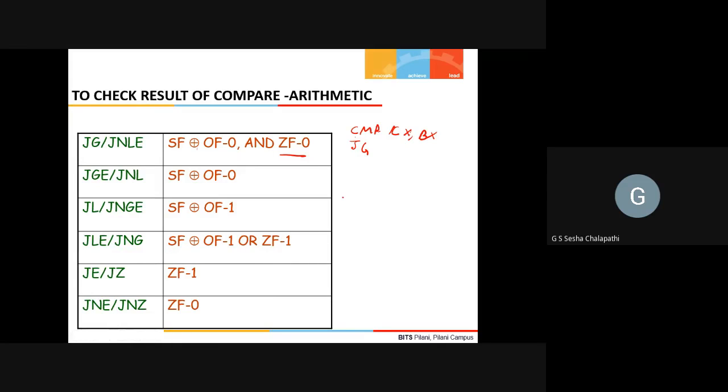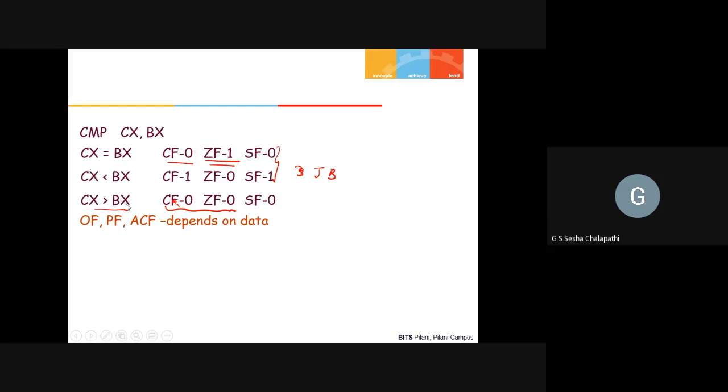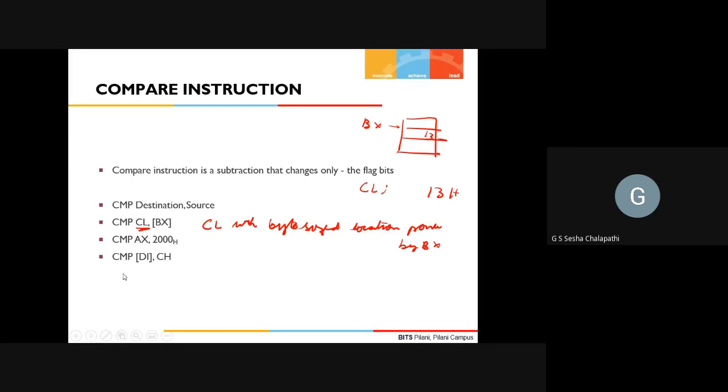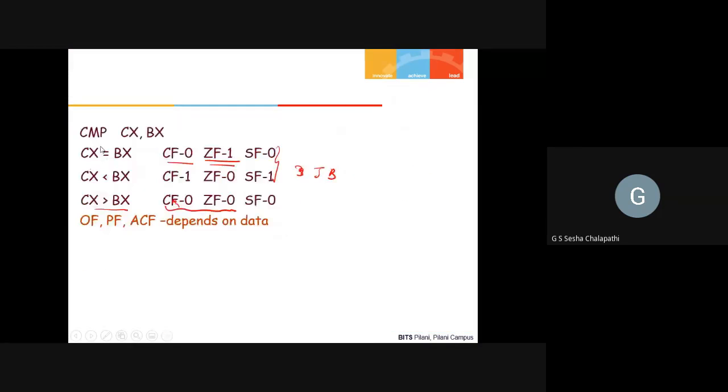For example, JG or JNLE, both are equivalent: jump if greater, or jump if not less than or equal to. If not less than or equal to is what? Greater only. So what happens when you actually do JG? Let us say I have two instructions: CMP AX, BX, and then JG L1, where L1 is a label.